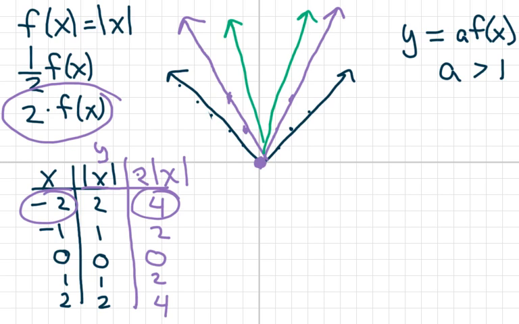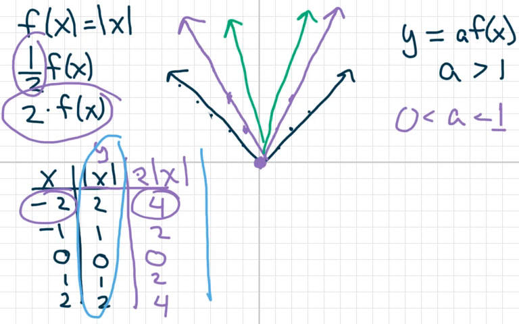Now, when your a is 1/2, that means a is in between 0 and 1. Let's take that, and we're going to take this column here and make it into a half. And I'm going to put it here. Half of 2 is 1. Half of 1 is a half. 0, a half, back to 1. And I'm going to graph that. So 0 goes to 0. 2 goes to a half.